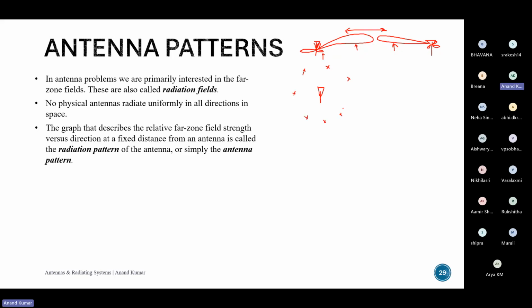And what you can do is plot their values around the antenna. So, for example, over here, this was the strength you received. Over here, this was the strength you received. And then you can join them, and you'll find that the radiation pattern looks something like this.